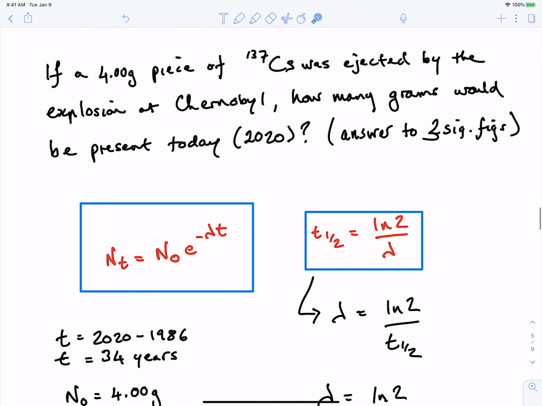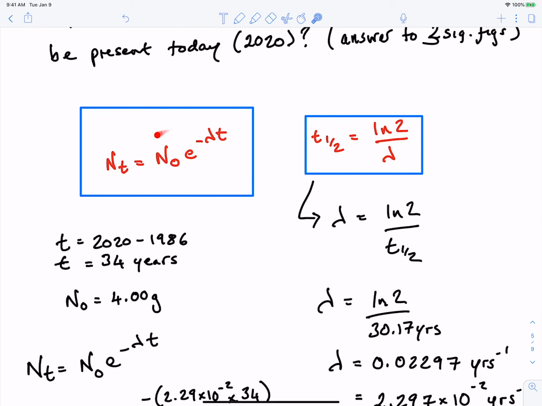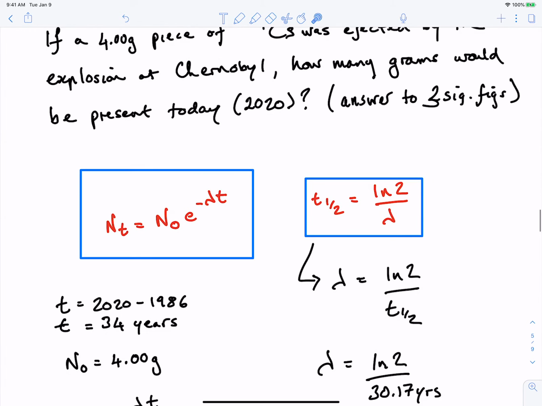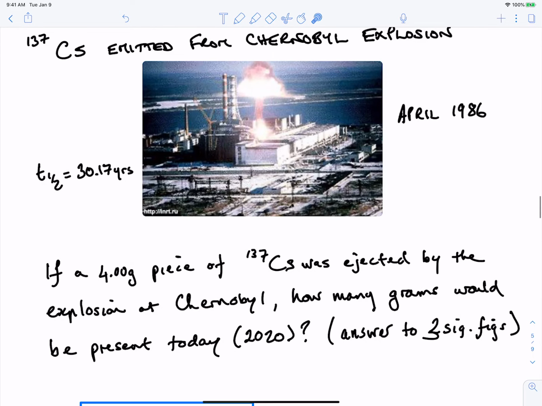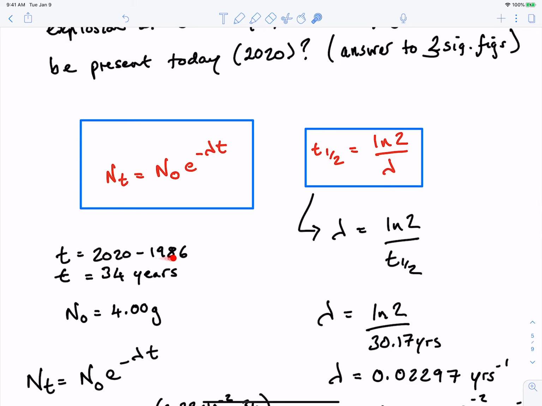And so what we can do is look at the equations that we've got, and we realise that this equation here would be a great equation, because what we're actually looking for is how many grams or how many particles or how many moles of material are left at time t, and we're given N0, which is 4 grams. We know that the time here is going to be between 1986 and 2020. What we would really need to know is lambda. So we can calculate time.